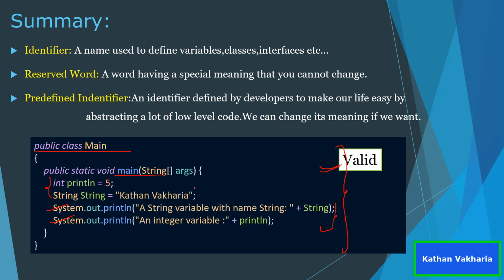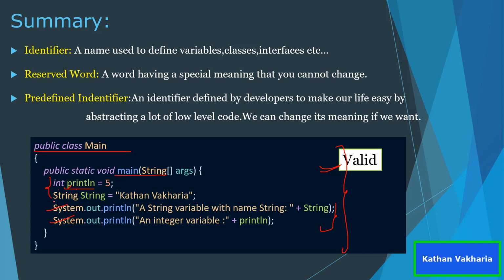Here I am defining a variable of type int whose name is println. Can I do this? Is it a reserved word? No, it is not a reserved word, so I can do it. Simple. And of course, all the basic rules of identifiers are followed. It doesn't start with digits and so on. You know that, right? Here, it's a tricky one.